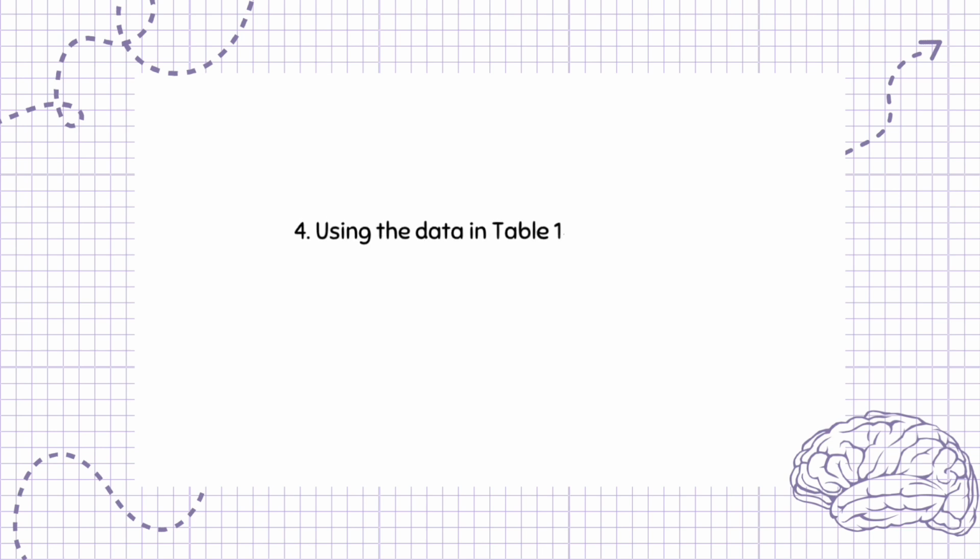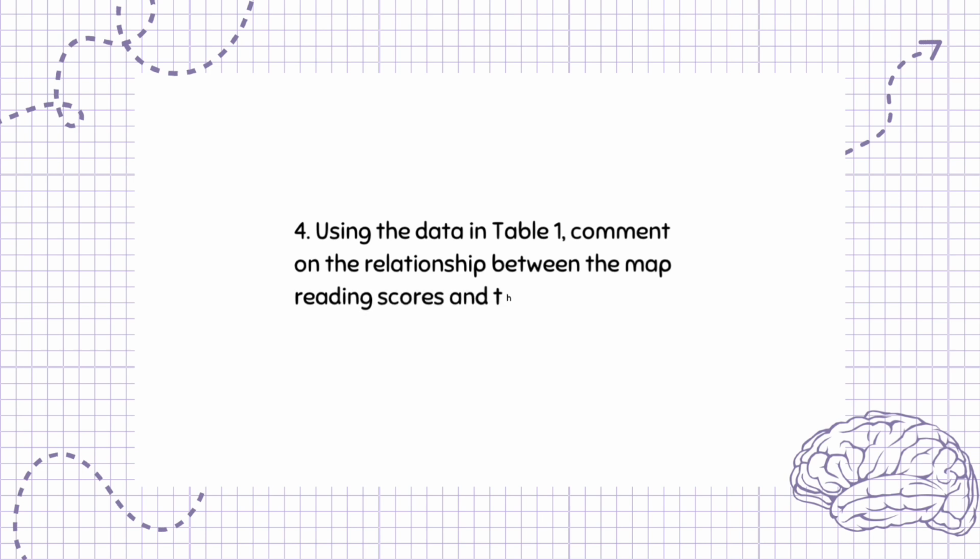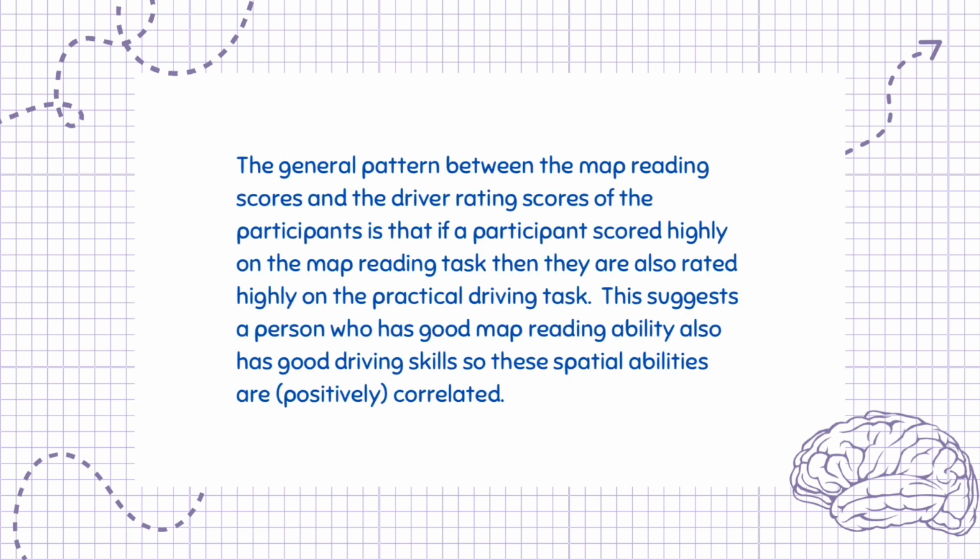Question 4. Using the data in Table 1, comment on the relationship between the map reading scores and the driver rating scores of the participants. 3 marks. The general pattern between the map reading scores and the driver rating scores of the participants is that if a participant scored highly on the map reading task, then they are also rated highly on the practical driving task. This suggests a person who has good map reading ability also has good driving skills, so these spatial abilities are positively correlated.